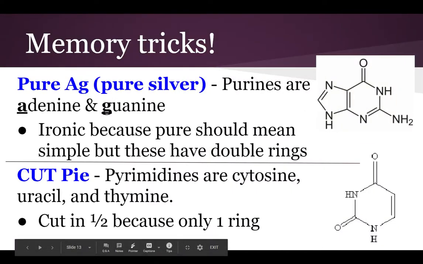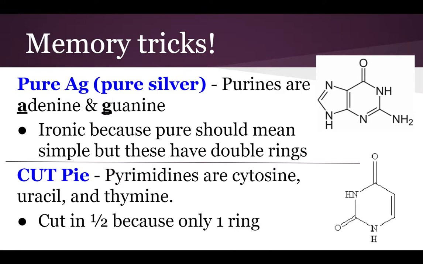This is my goofy memory trick when it comes to purines and pyrimidines. If this doesn't work for you, obviously you're always more than welcome to come up with your own. So I always remember pure Ag. Ag is the elemental symbol for silver on the periodic table. And so that reminds me that purines are going to be your adenine and guanine. And these are a little bit ironic because they're purines, but they actually are the more complicated ones with the double rings.